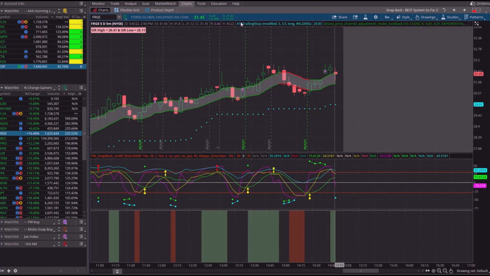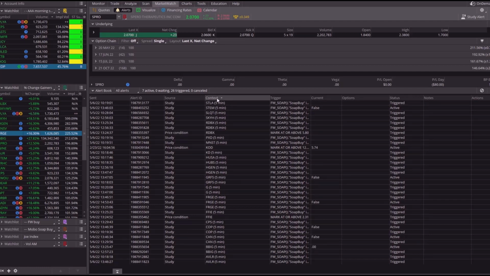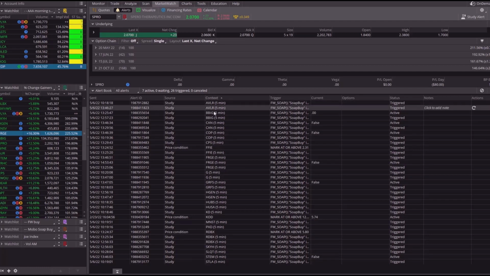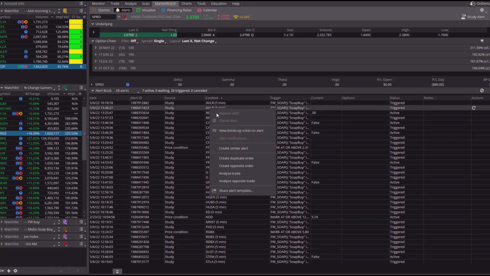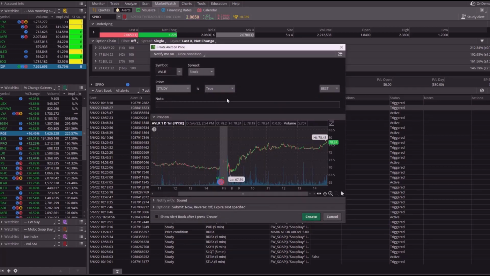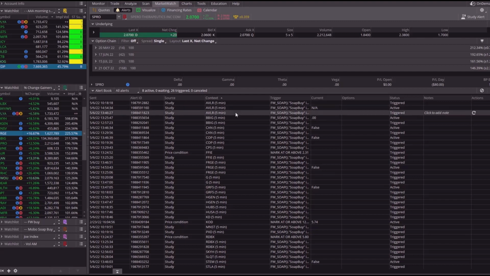After that alert goes off, what happens is if you go into Market Watch, you can see some of the alerts I have here. So for instance, this one was triggered. It's been triggered twice. Once it's triggered, it won't go off again. You have to redo it. So what you can do here is I go through and I click on the context and I go alphabetical and I look and I see, okay, triggered. So I right click, create similar alert, study true, create, and it automatically creates another active alert.